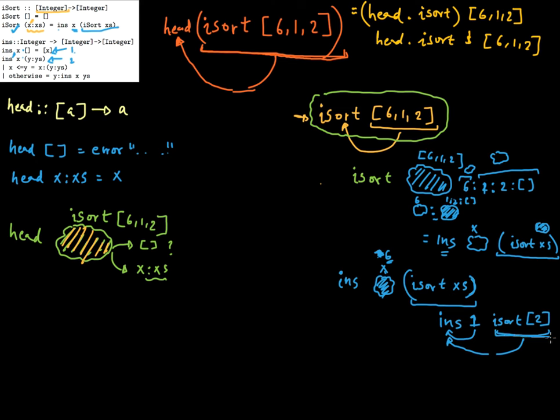at which point this thunk is going to be equal to insertion of 2 on iSort of an empty list. This entire piece has been broken down into insertion of 2 of iSort of an empty list. Now what exactly is this piece going to be equal to? To figure out what is insertion of 2 on iSort of an empty list, at this time the insertion function gets called with iSort of the empty list. And when insertion gets called, I need to figure out what exactly is the value of the thunk that happens to be iSort on an empty list.